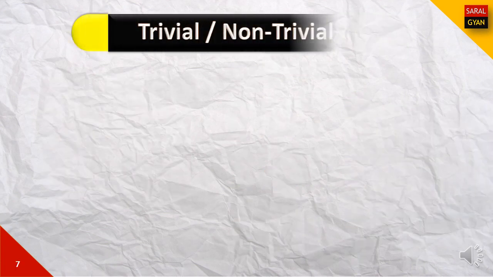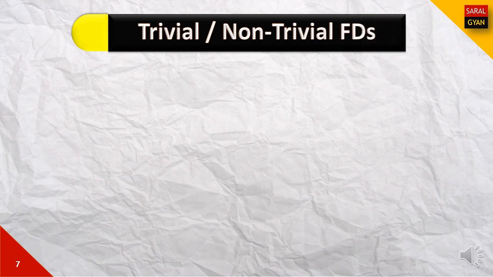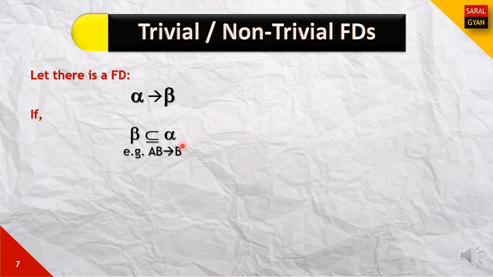Now we'll see what is the difference between trivial functional dependency and non-trivial functional dependency, what it means and what is their significance. Suppose there is a functional dependency from alpha to beta, and if beta is a subset of alpha, for example there is a dependency AB to B, we can see that at the beta side the attribute B is already available at the alpha side. If all the attributes at the beta side are available on the alpha side as well, then we can say this kind of functional dependency is trivial in nature.